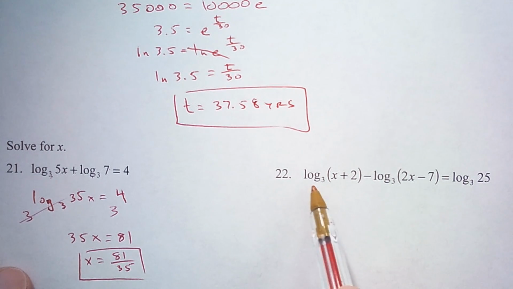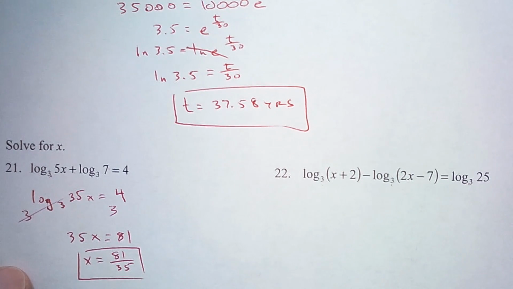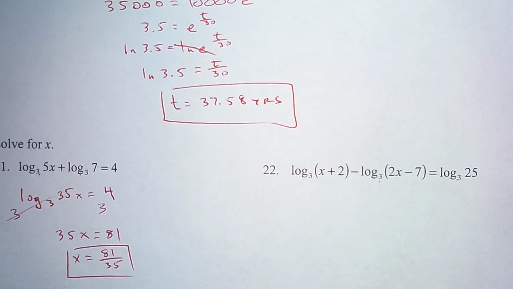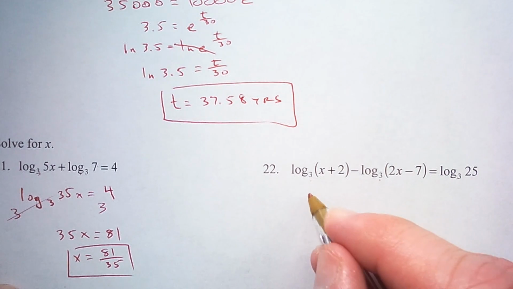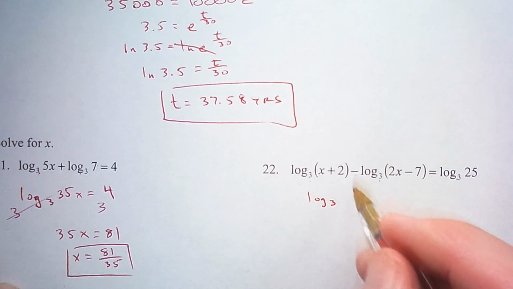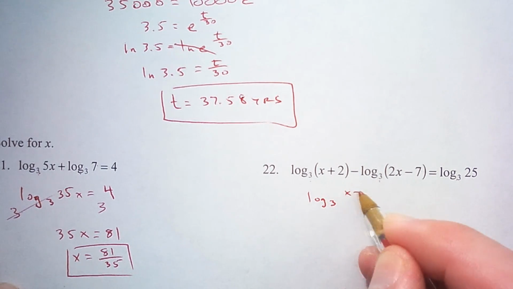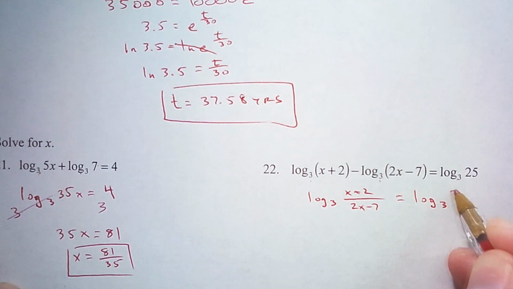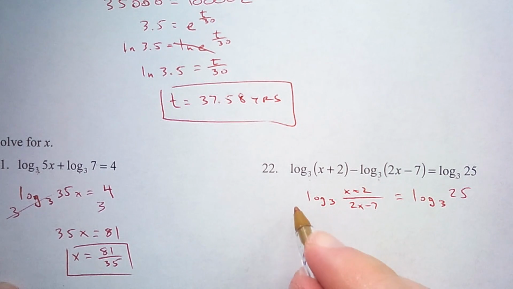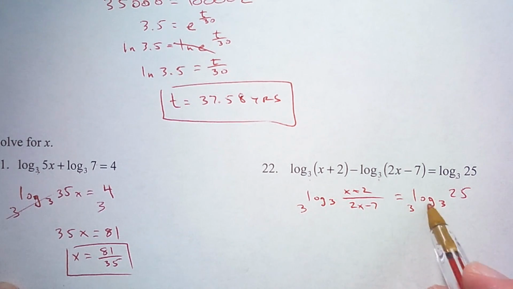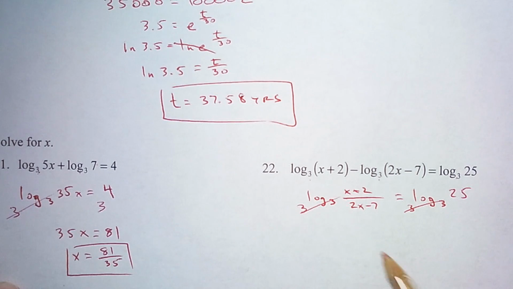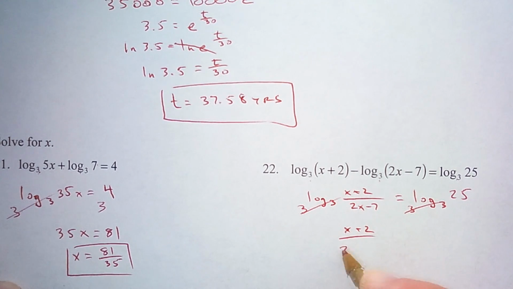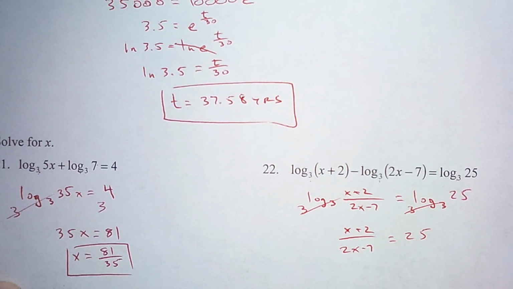Okay, once again, I can't just do a base 3. I have log base 3 on both sides. That's great, but I cannot just do a base 3, and I can't just cancel out those logarithms until I have condensed to a single logarithm on both sides. So I have log base 3 of, and because these are subtracted, it will be x plus 2 divided by 2x minus 7 equals log base 3 of 25. Now I can do base 3 on both sides because I have a single logarithm on both sides. So I have x plus 2 over 2x minus 7 equals 25.